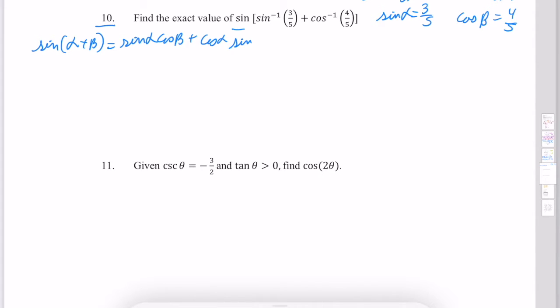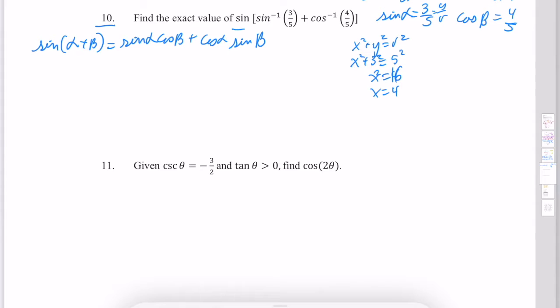So I have sine alpha, but I need cosine alpha, and I have cosine beta, but I need sine beta. So I know that this is y over r, so I've got x squared plus y squared equals r squared, and this is that handy 3, 4, 5 triangle. So x is going to be 4, because x squared is 16, so x equals 4, right?